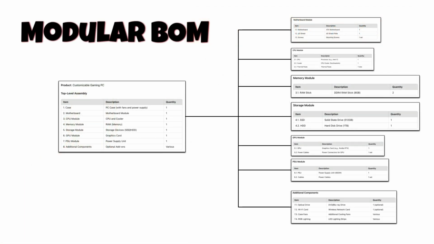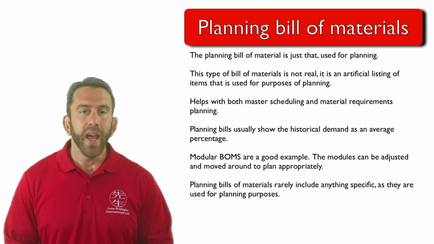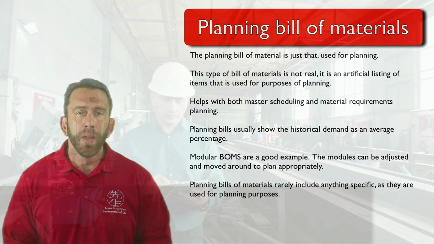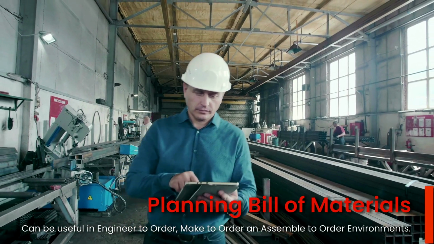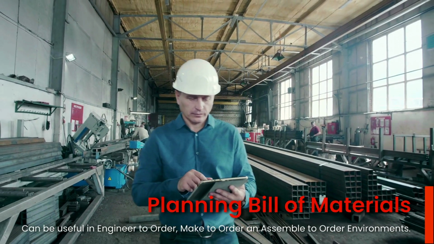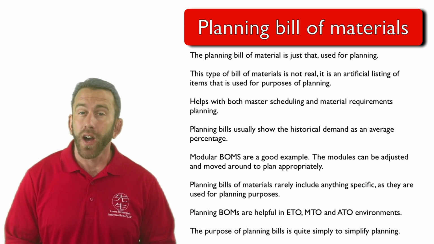Modular bills of material are a good example of a planning bill that is often used. Modular bills of material include modules. This means that the modules can be adjusted and moved around to plan appropriately. Planning bills of materials rarely include anything specific, as they are used for planning purposes only. This can be helpful especially when working with engineer-to-order, make-to-order, and assemble-to-order items. The purpose of planning bills is quite simply to simplify planning.